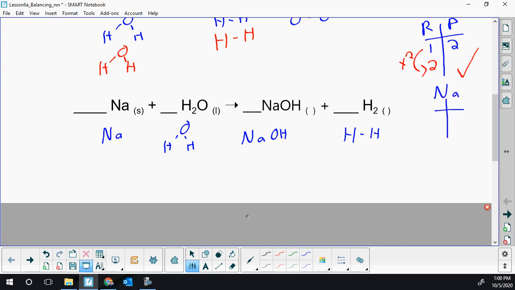We'll start with sodium. Reactant side, there's 1 of them. On the product side, there's no subscript here, and we treat it as a 1 in front until we put a number. So there's only 1s around the sodium on each side. So sodium's okay. Next, I'll do hydrogen, and then last, I'll do oxygen.